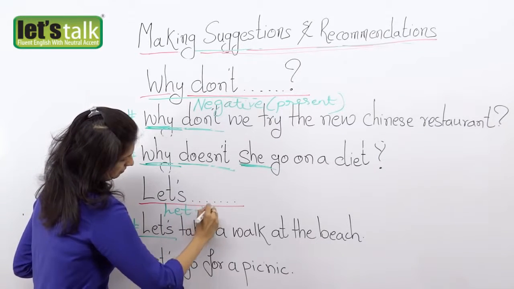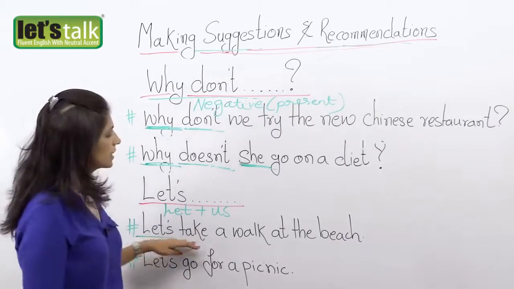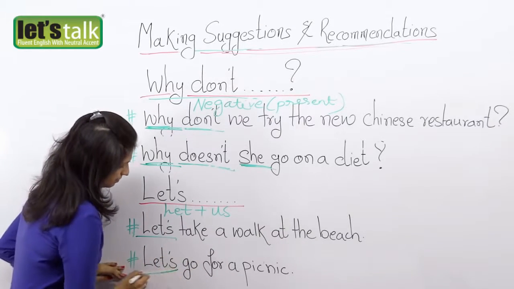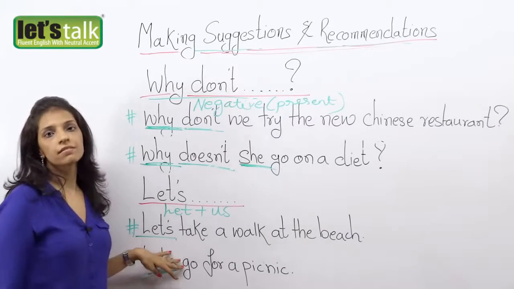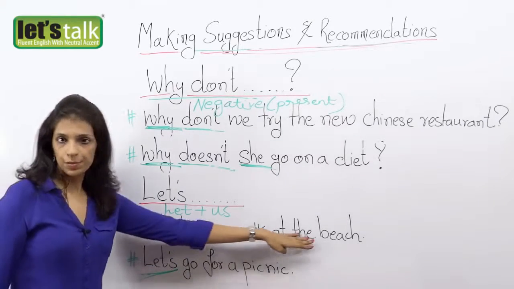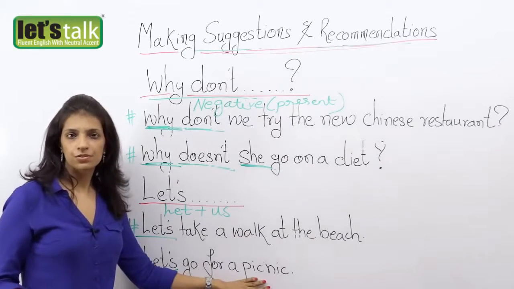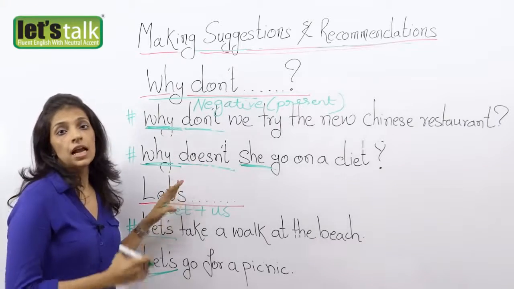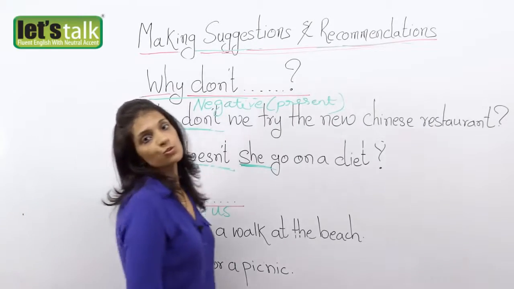So what do we do now? You're getting bored? Okay, let's take a walk at the beach, alright, or let's go for a picnic. So again, this is another way to make a recommendation or a suggestion. You can also say, why don't we take a walk at the beach, but remember to put it in the negative. Or you can say, why don't we go for a picnic tomorrow, alright. So when you use why, please remember, put it in the negative. And all these four sentence structures are interchangeable, but please remember to use them correctly.